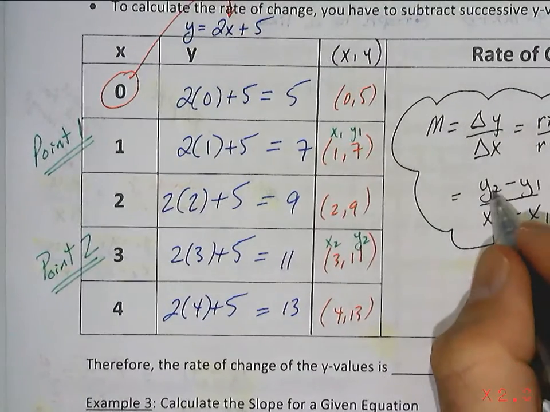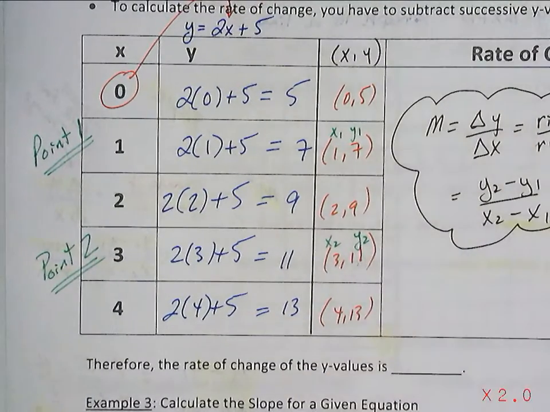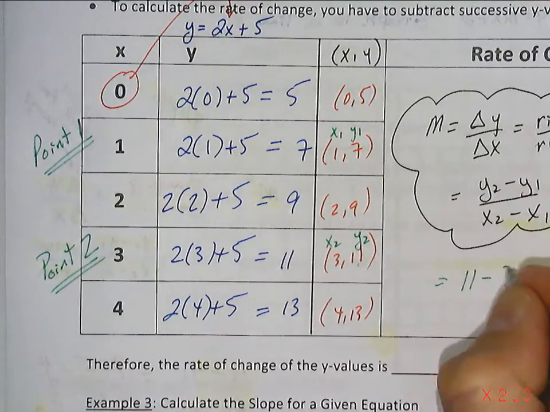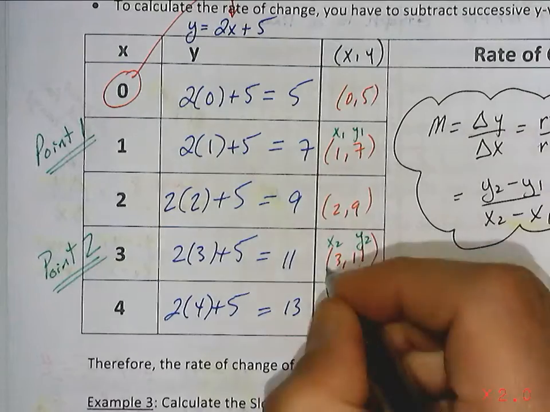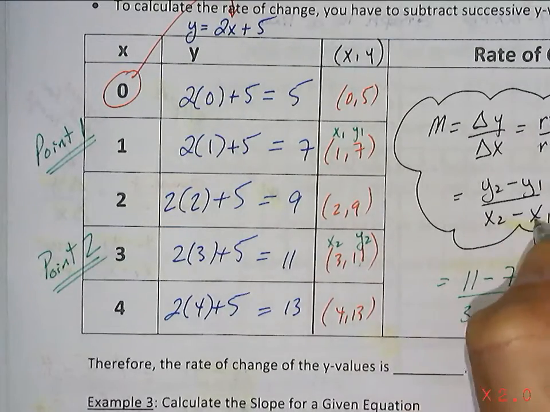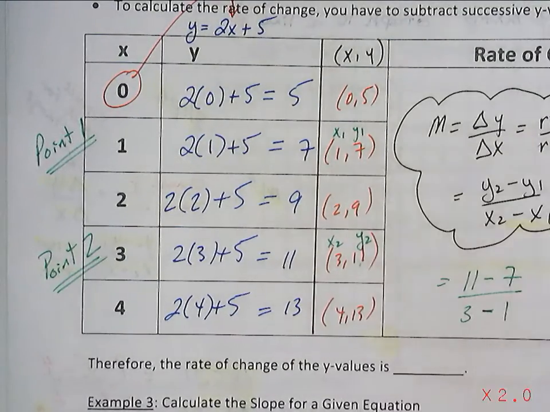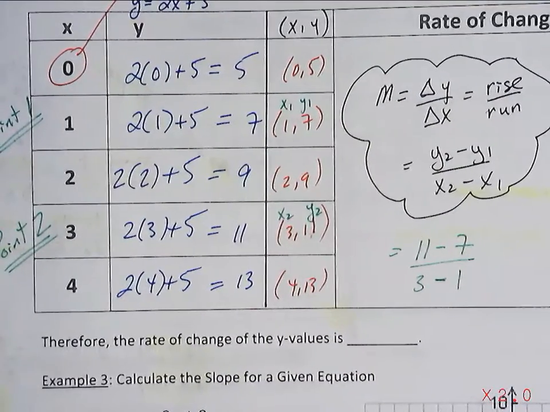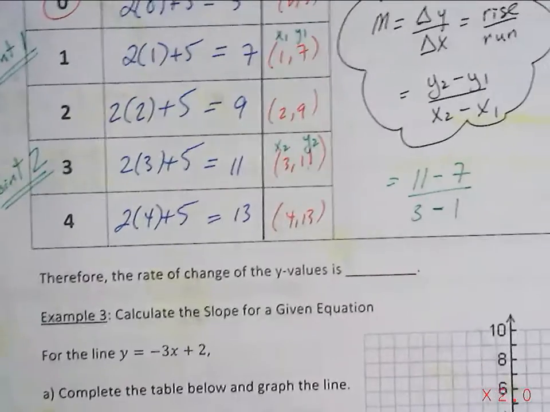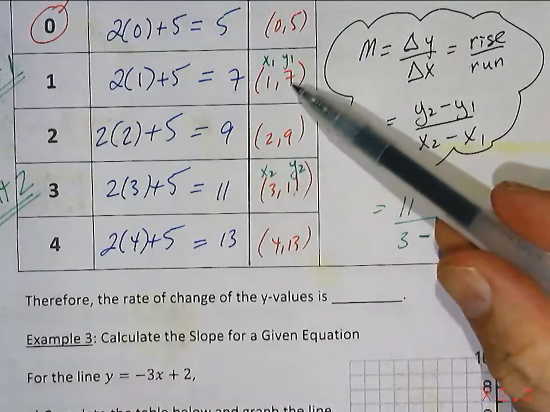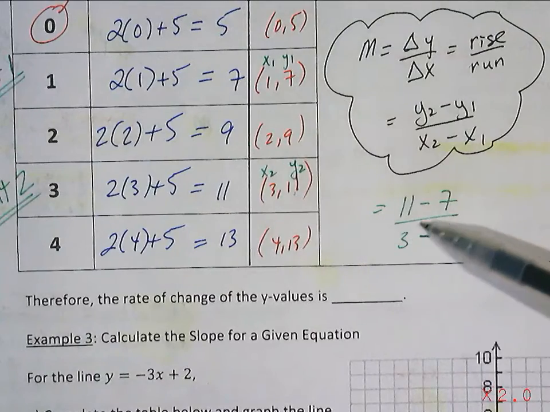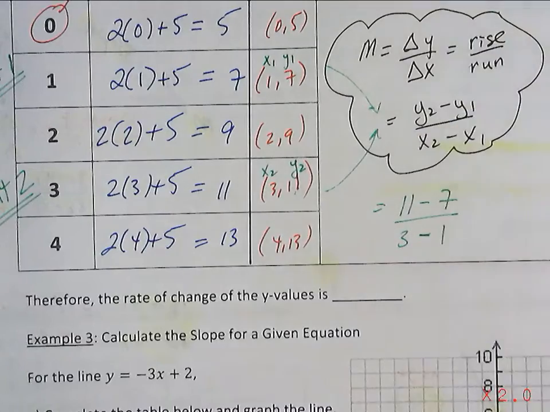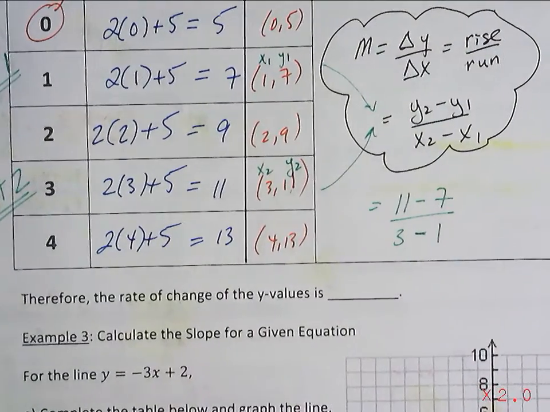So let's put in for y2. y2 is supposed to be 11, so over here I'm going to get 11. y1 is supposed to be 7, so subtract 7. Over top, x2 is supposed to be 3, and x1 is going to be 1. Do you see what I did there? I put in the values. I took this x1, y1 and this x2, y2, and I plugged them in where they went. I took these and put them in here, and I took these and put them in here to get this.